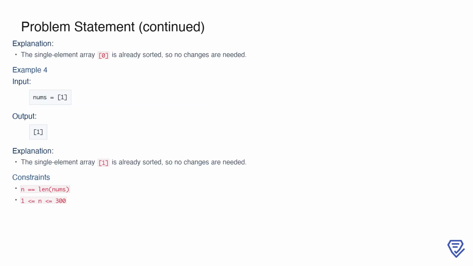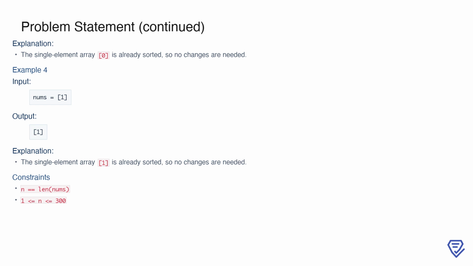The constraints of the problem ensure that the length of the array, denoted as n, is between 1 and 300. Additionally, every element in the array is guaranteed to be either 0, 1, or 2, corresponding to the three colors. This means we do not need to handle invalid inputs.